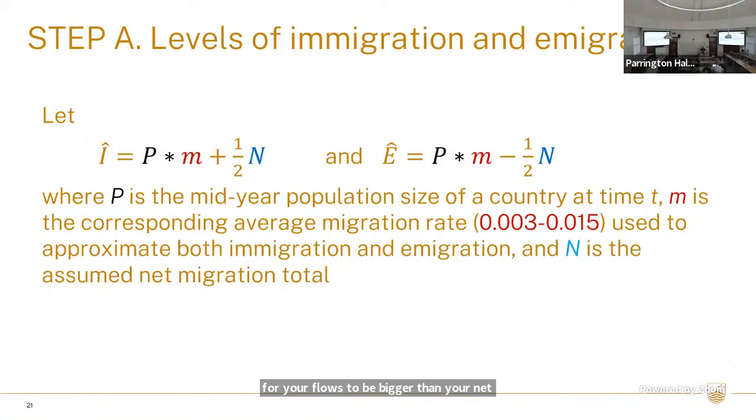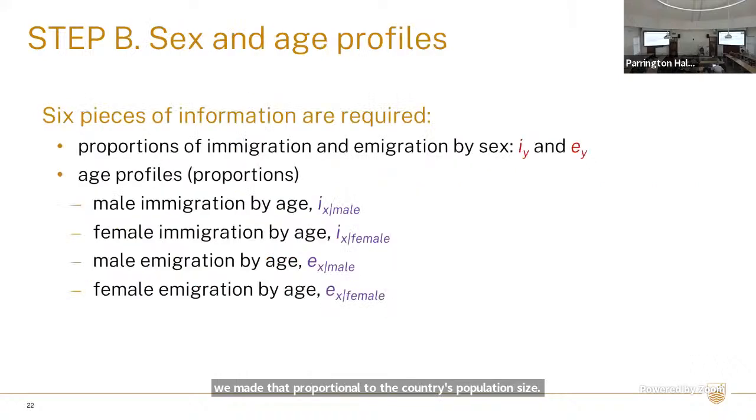This did fall apart when we looked at the GCC countries because the net was bigger than the flows, so we had to adjust our rate. But that was one trick, just to come up with a rough estimate of what we think the flow might look like, and we made that proportional to a country's population size. And then the rest was just about proportioning out.